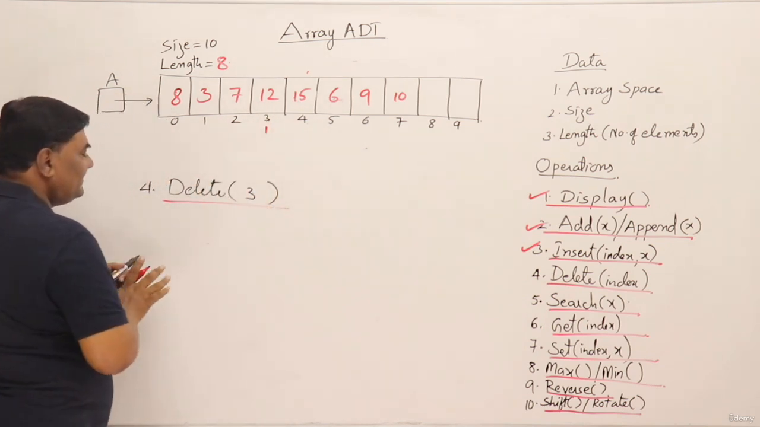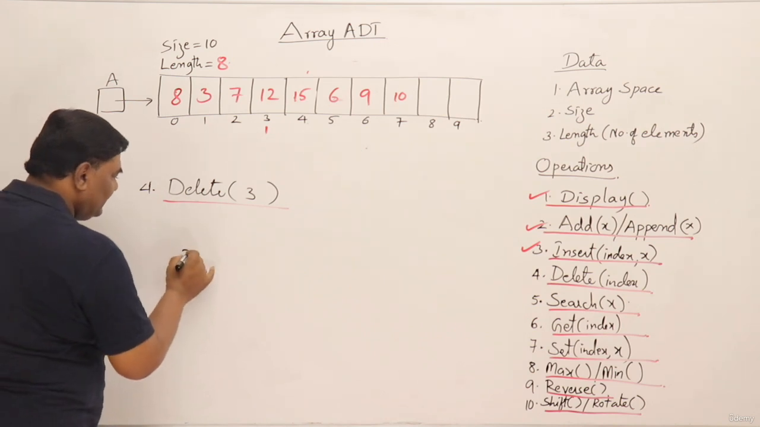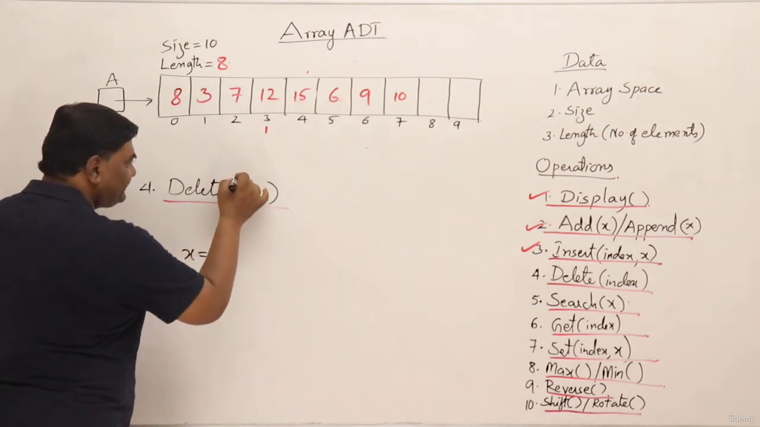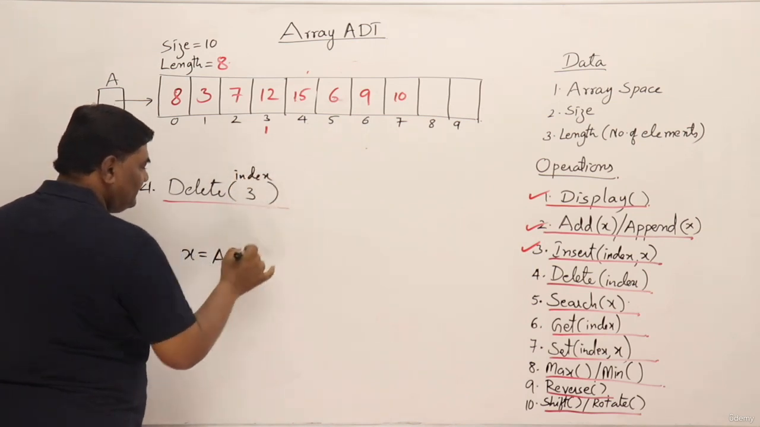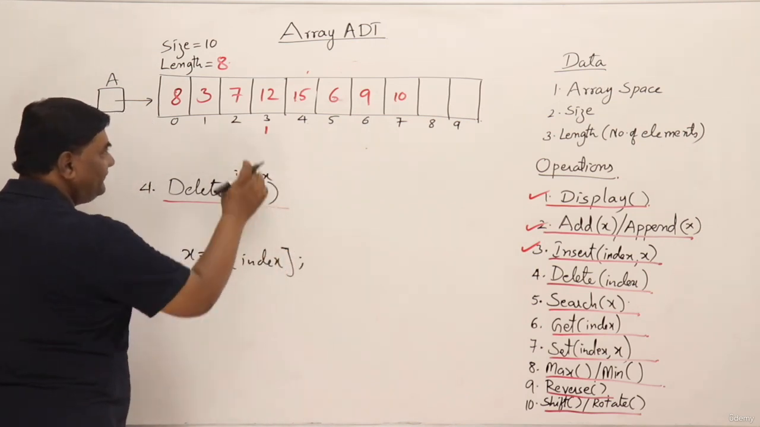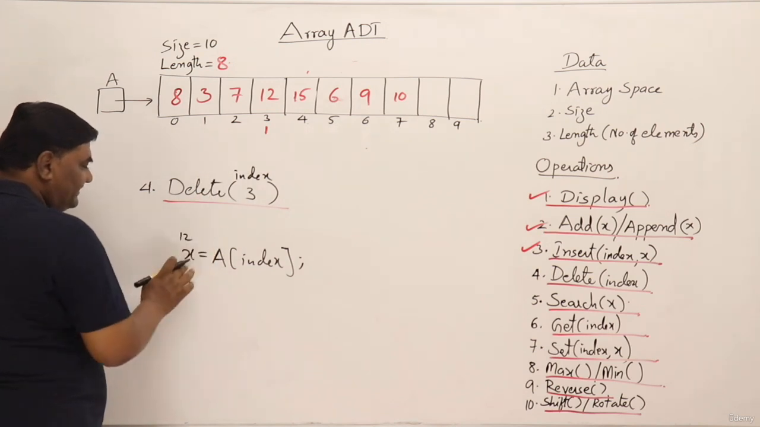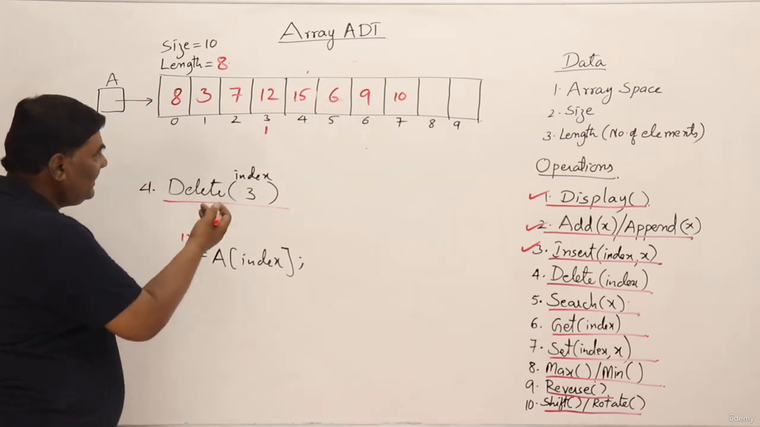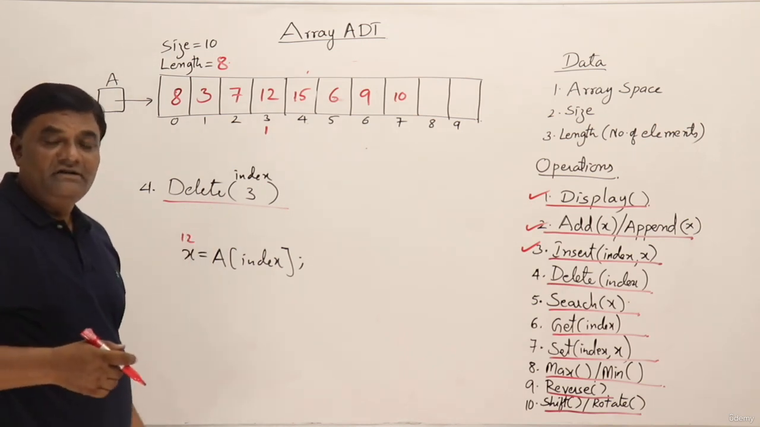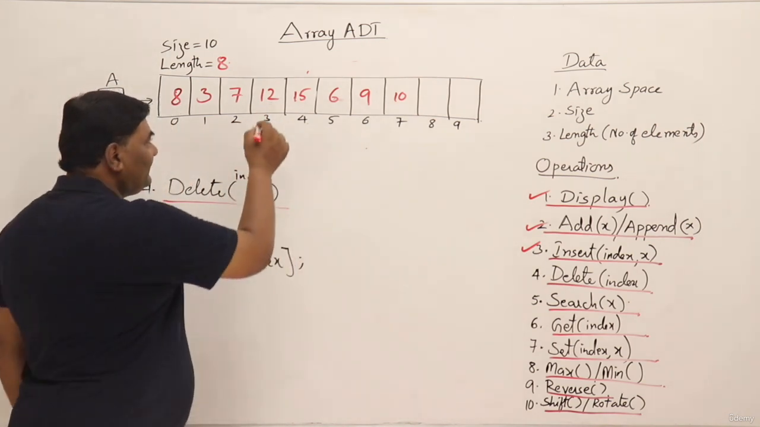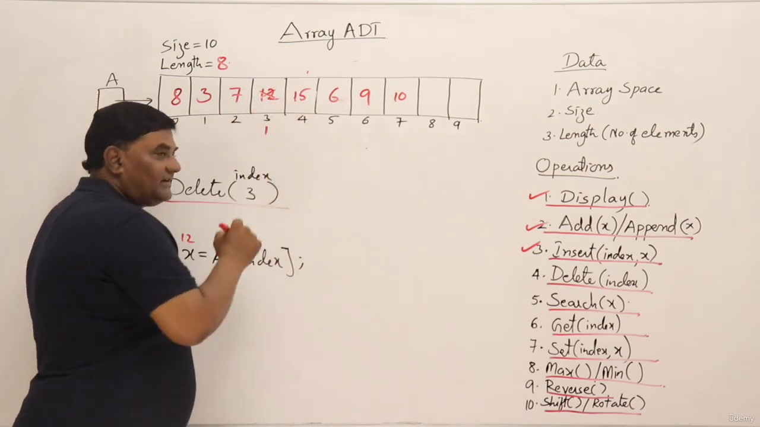Taking out an element, I can take x assign A of this index, whatever the index is given. Now we have an element that we want to delete that is present here in x. Let us say 12 is present in x. So we have taken out the copy of the element. Now when we say this element is not there in the array, then this space will be blank.